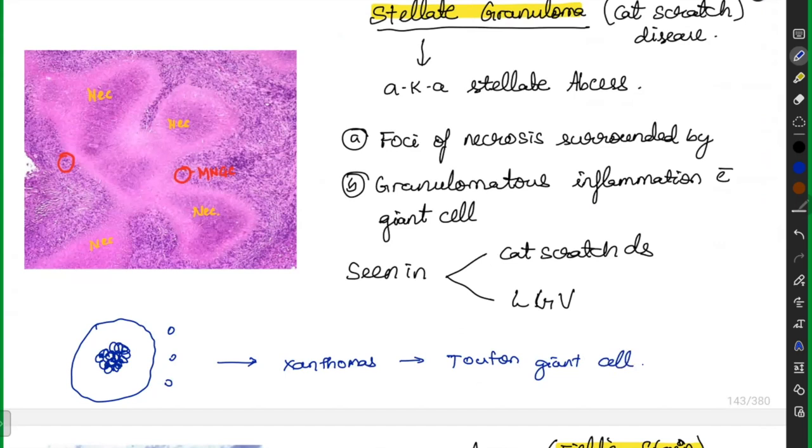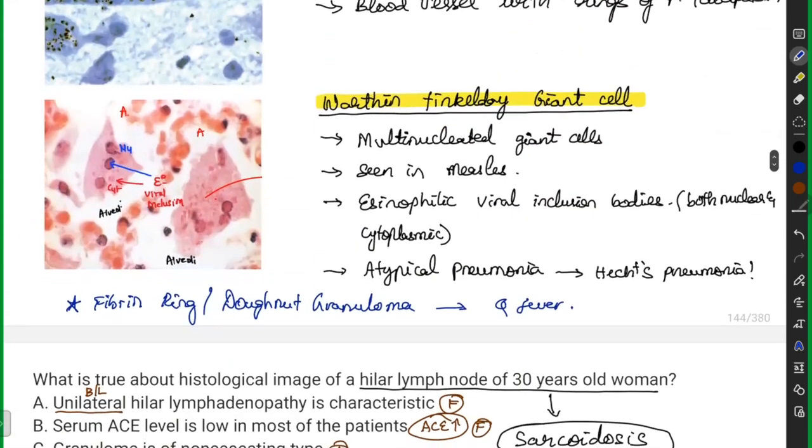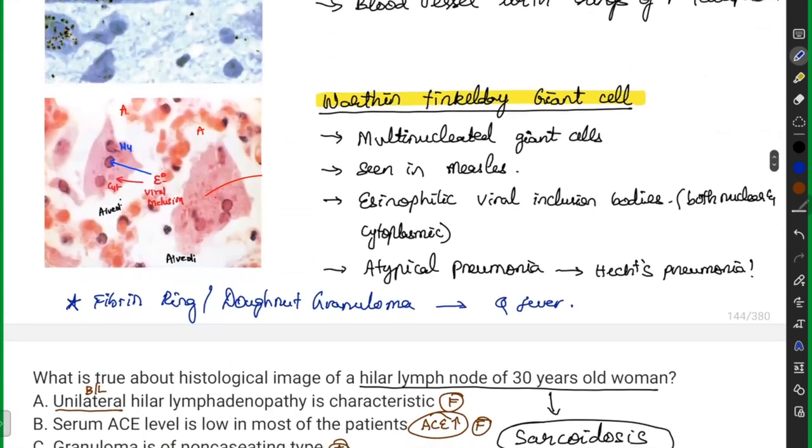Then you're going to have your special types of giant cell. One is your Warthin-Finkeldey giant cell, and you also have your Reed-Sternberg cells, and also your Aschoff giant cell, which is seen in rheumatic heart disease. And remember inclusion bodies: asteroid bodies can be present, or there can be a Schaumann body. Asteroid bodies, Schaumann body, all of these you will study more deeply in the immunity chapter.